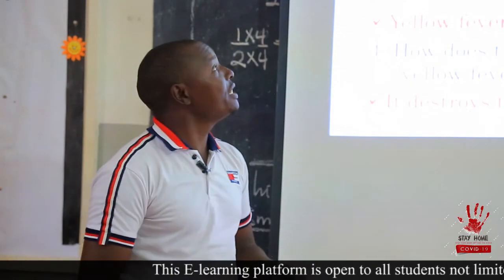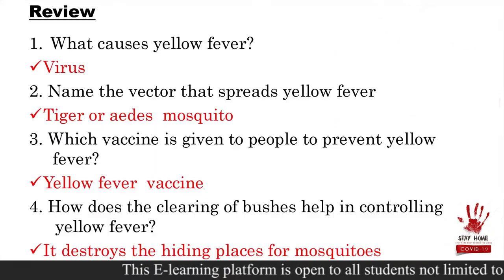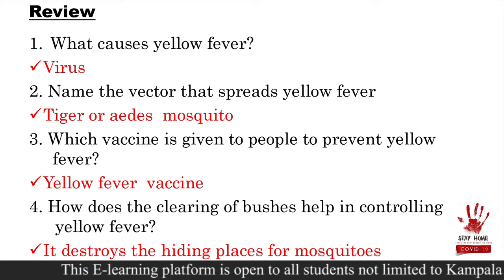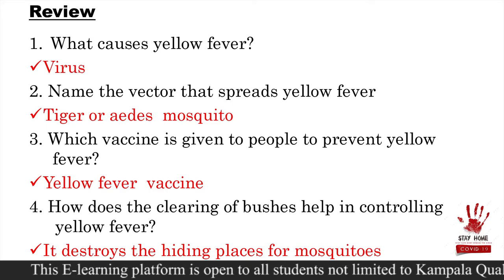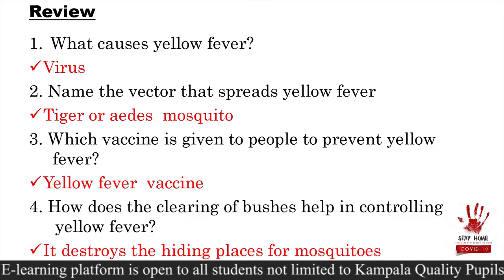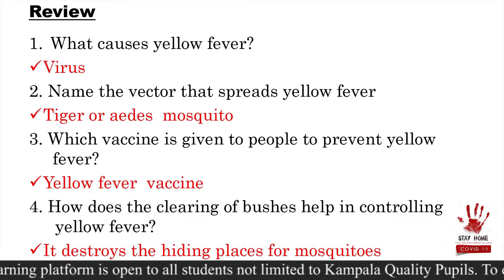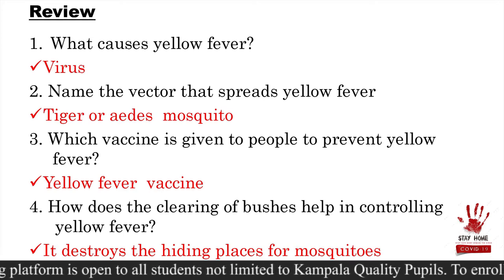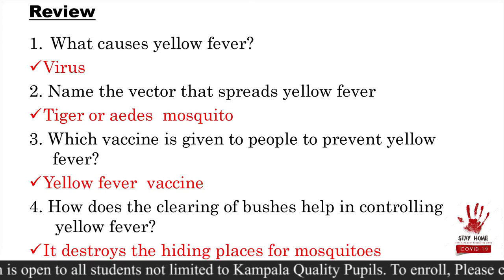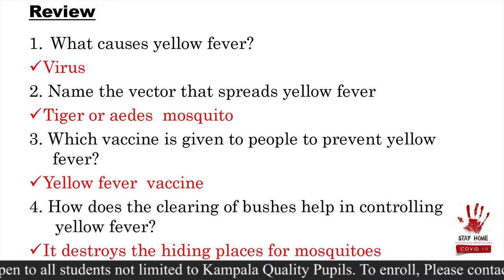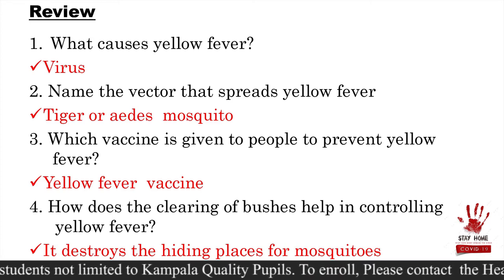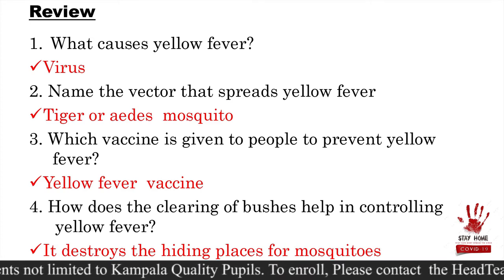Now, the first activity was, what causes yellow fever? And the answer is virus. Name the vector that spreads yellow fever. And the answer is tiger or Aedes mosquito. Which vaccine is given to people to prevent yellow fever? That vaccine is called yellow fever vaccine.